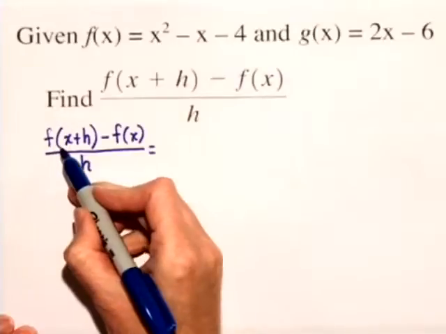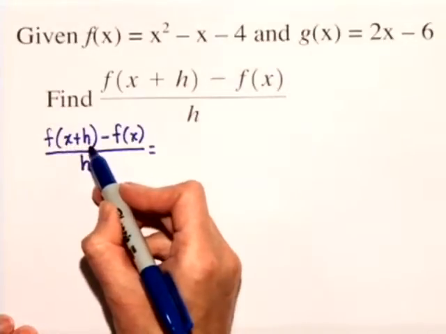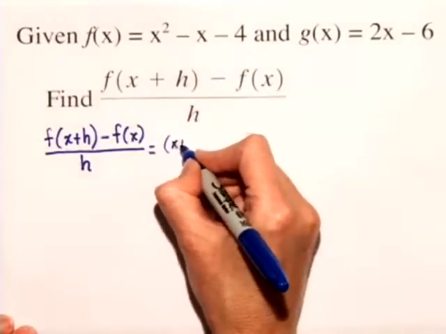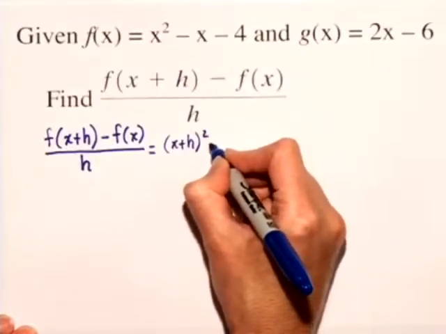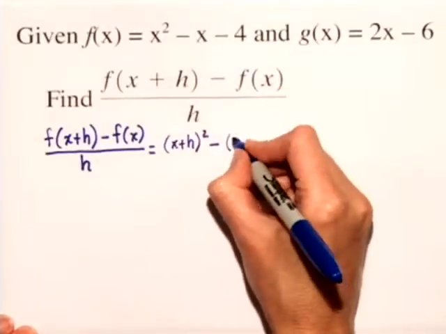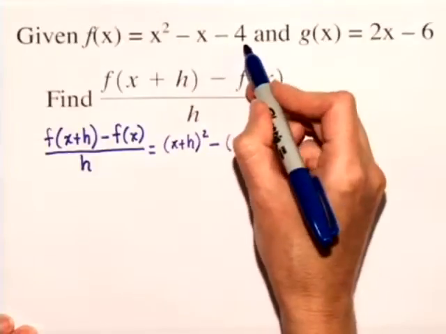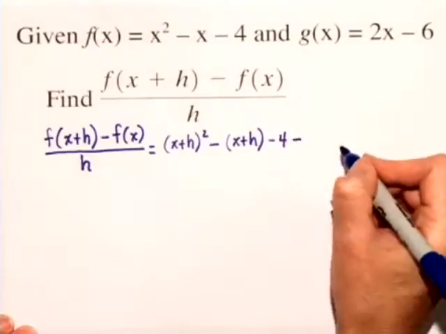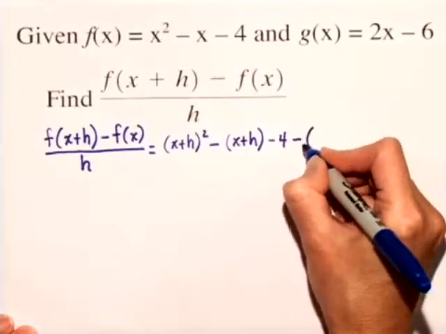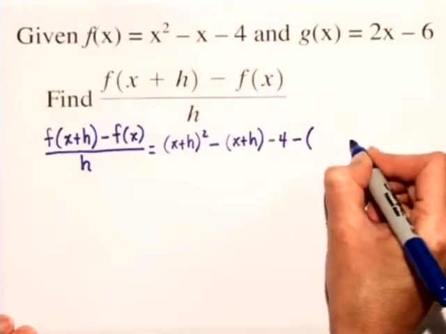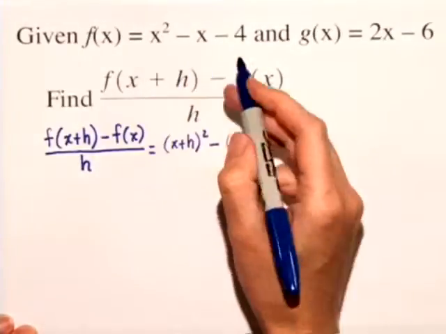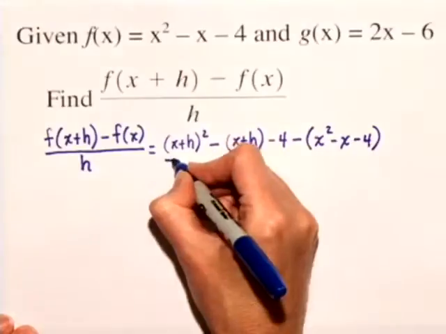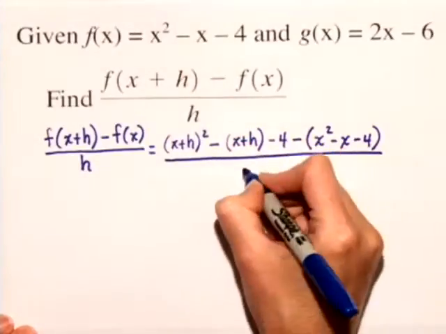Well, if we want to find f of x plus h, we substitute x plus h everywhere we see an x in our original function. So we're going to have x plus h quantity squared minus, instead of x, we'll have x plus h minus 4. And now we're subtracting f of x. So be careful here. When I subtract f of x, I need to write a parenthesis after my subtraction sign, so I subtract the whole thing, f of x. F of x equals x squared minus x minus 4.